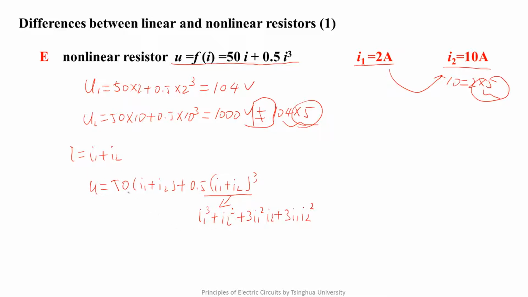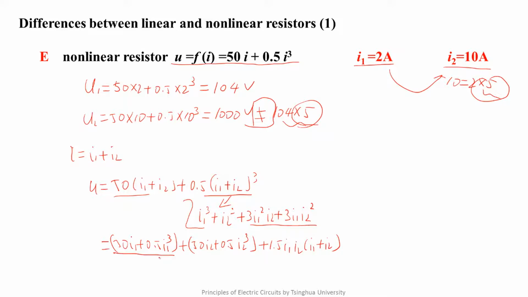We put these together and write 50 times I1 plus 0.5 times I1 to the power of 3. Similarly, we can also write 50 times I2 plus 0.5 times I2 to the power of 3. We put the two together and write plus 1.5 times I1 times I2 times (I1 plus I2). Clearly, this item is U1 and this item is U2.